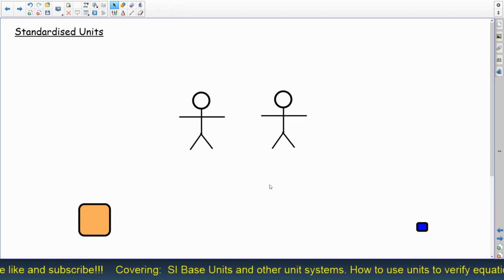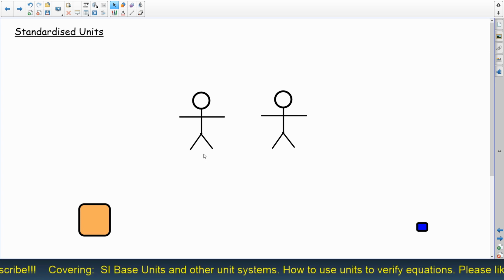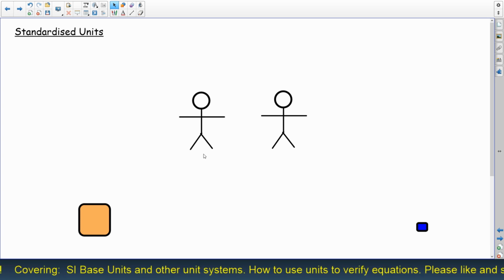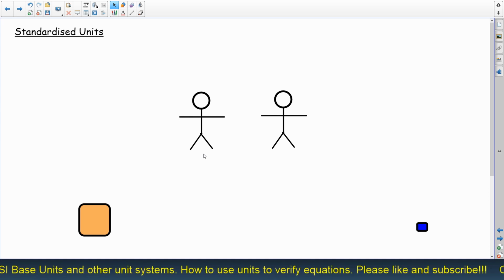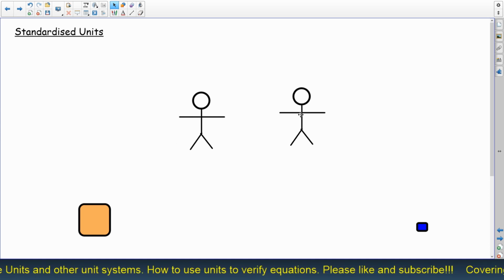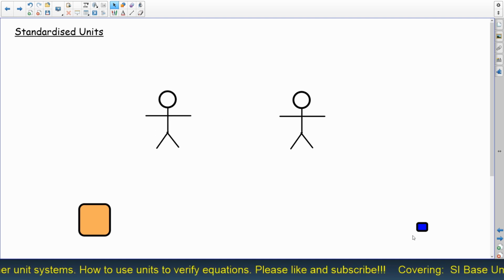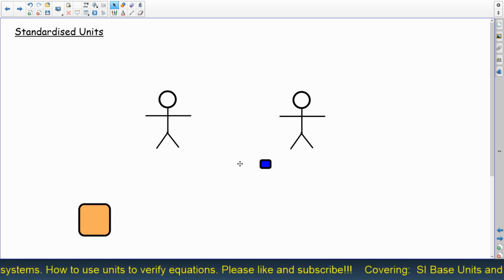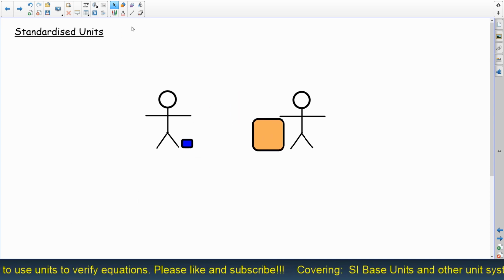So you and your buddy meet, and he asks you for orange blocks, you ask him for blue blocks. And you come up with a concept. Now you've developed numbers, you just haven't got any form of unit system. So he's going to ask for one, and you're going to ask for one as well, because that seems like parity. And the result is that you get one tiny blue block and he gets one giant orange block.